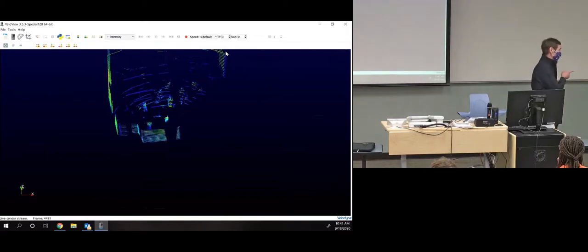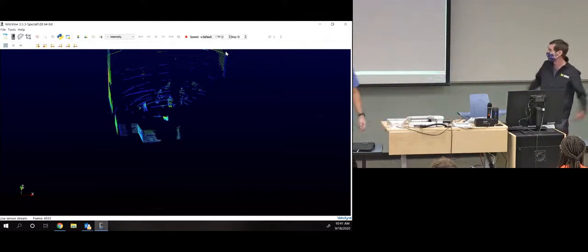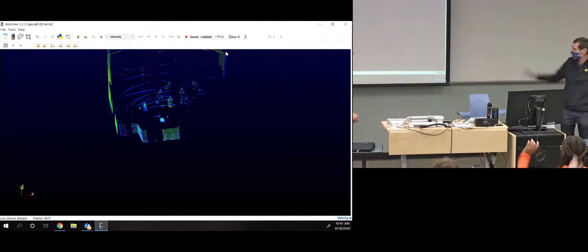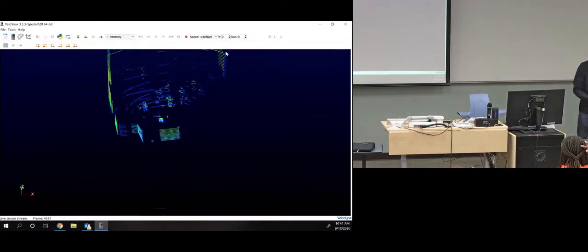Actually, before you do that, I want to take a look at this as it is, right? So you can kind of see everyone. Wave your hands. Everyone wave your hands a little bit. Find yourself on the LiDAR, right? So what is a LiDAR? What are we looking at here?